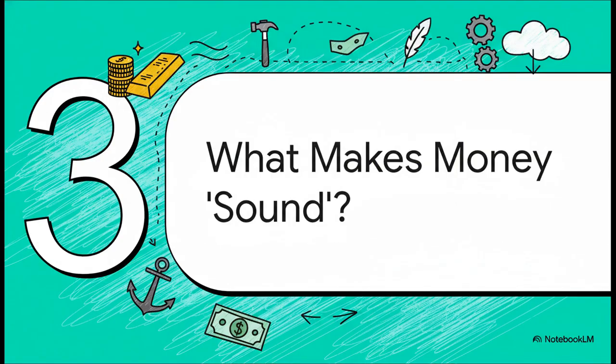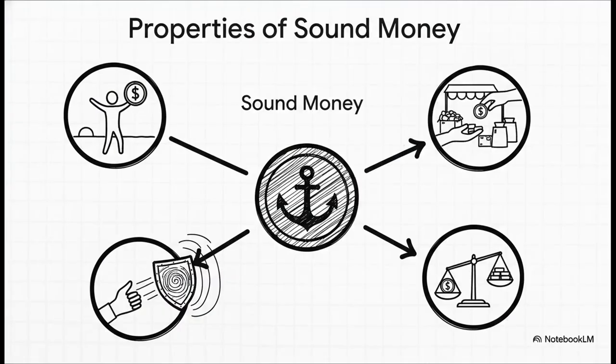So after this whole journey through hard money, easy money, gold, and fiat, the book brings us to a really critical question. What actually makes money sound? What are the fundamental properties we should even be looking for in a good form of money? Well, according to the economic tradition that this book draws from, these are the key properties.